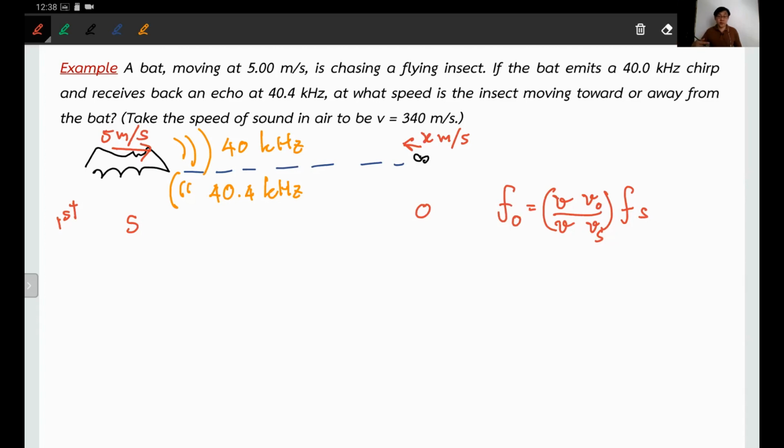Observer moving towards the source, moving towards. Very cool. It's going to be positive and negative. Very nice.